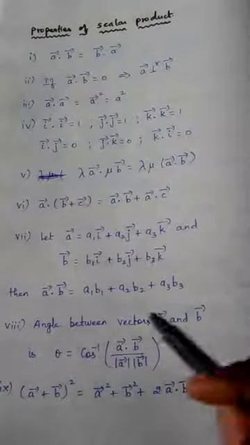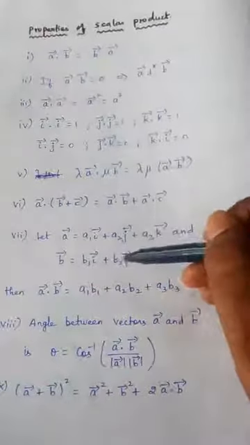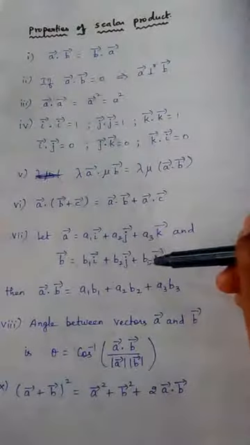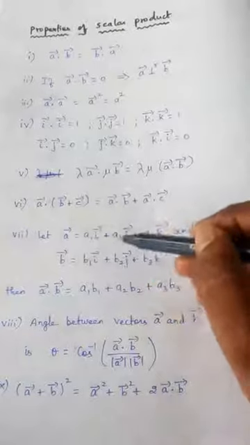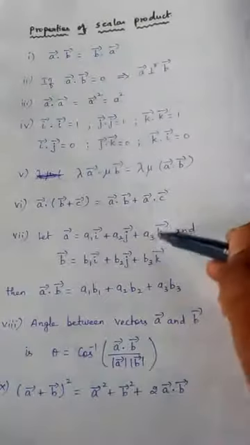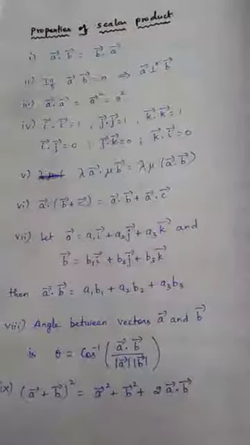This is a very important thing that you should know. A1 B1 plus A2 B2 plus A3 B3. What is the meaning? We are multiplying the coefficients of I, plus the coefficients of J, plus the coefficients of K. So this is property number 7.